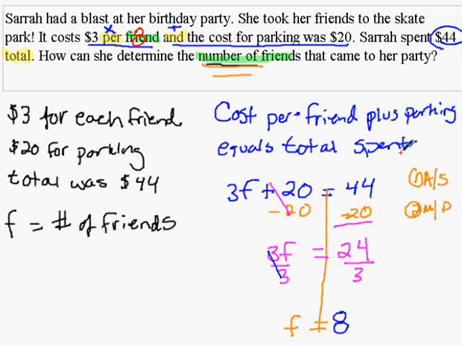Remember, a verbal model is just a shorthand way of writing our equation using words. So the cost per friend plus the cost of parking equals the total spent.